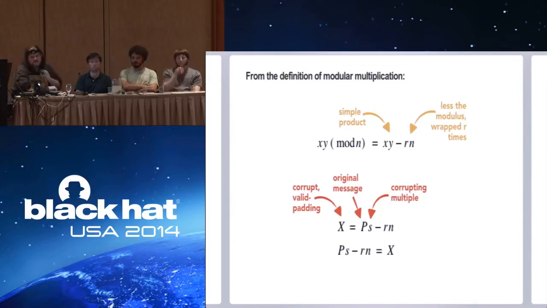Now, we know just from the way RSA works that for us to have gotten that message, x must be the original plaintext times s, our corrupting influence, 2, 3, 4, 5, eventually valid padding, minus rn. Again, just from the definition of modular arithmetic, that's how you express that. So the corrupted message works out to this expression of the plaintext, which we don't know, times s, which we do know, minus rn. We know what n is, but we don't know what r is. R is the number of times we've wrapped the modulus.